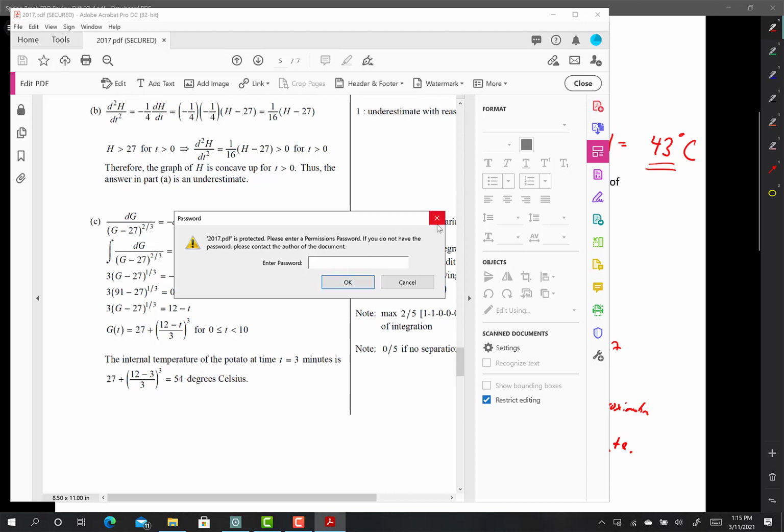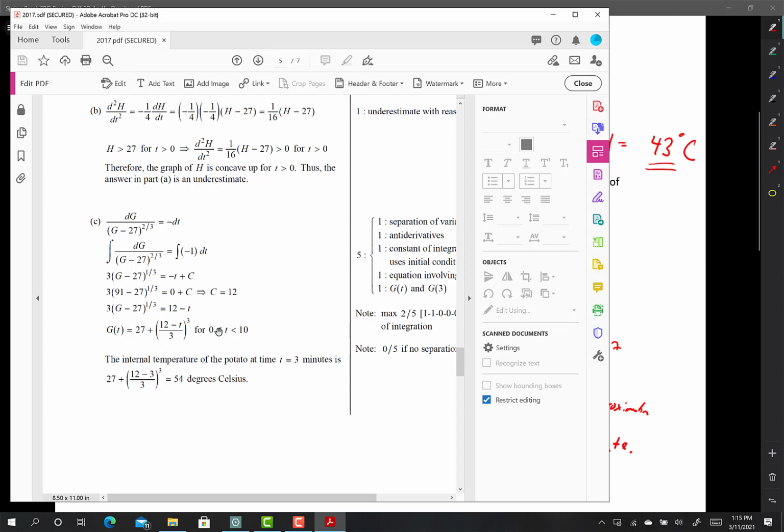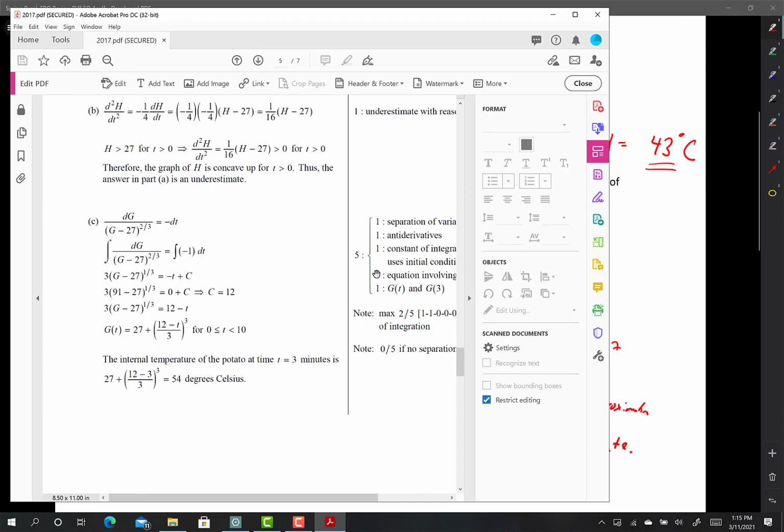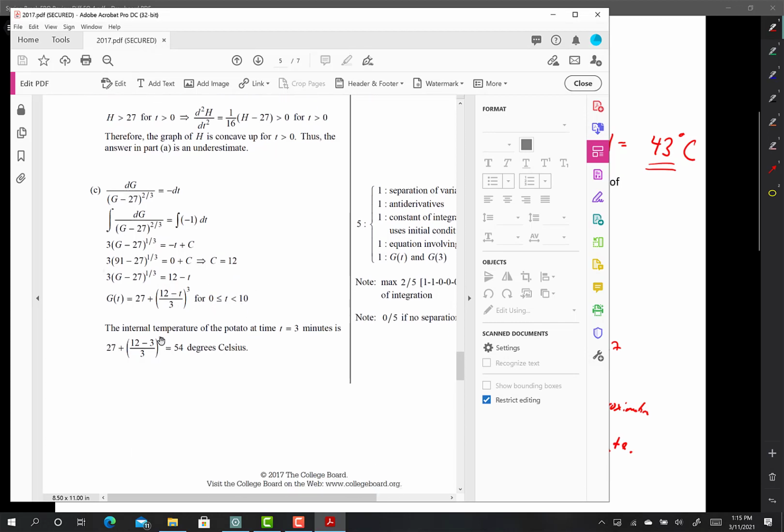Oh man, what the heck was that? This is a secure document. Editing is not permitted. Okay. It's not a secure document because you can get it online, but that's fine. Well, I guess it says secured there. But anyways, you don't have to be that specific, guys. Maybe I should have, but you don't have to. I think you're still good. I think in the future they want us to be that specific.